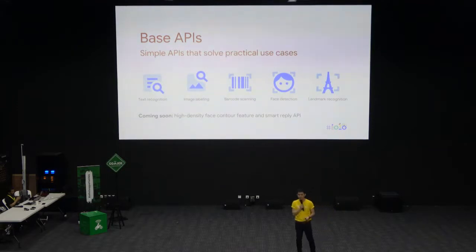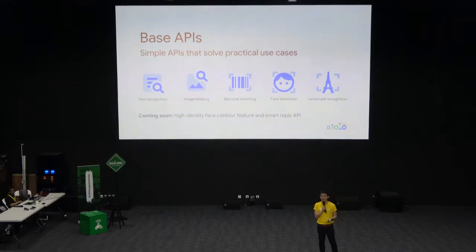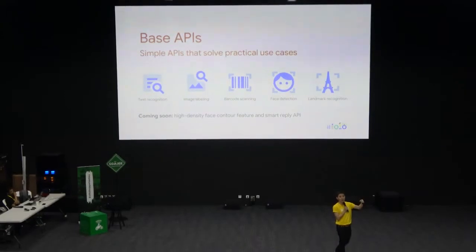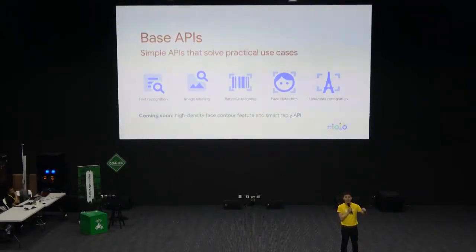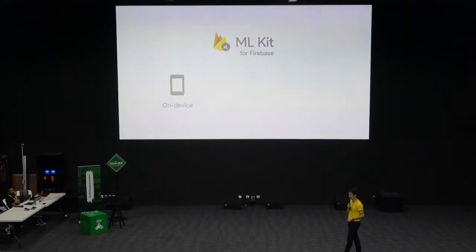Coming soon, at Google I/O this year, they showed a sneak peek of 2 new features that will be released soon. The first one is face contour. You can detect 200 points around your face. The second one is smart reply. Like when you use Gmail or LinkedIn, when you type something in the chat box or you get an email, it will recommend words or sentences that you can reply with, and you don't need to type anything.